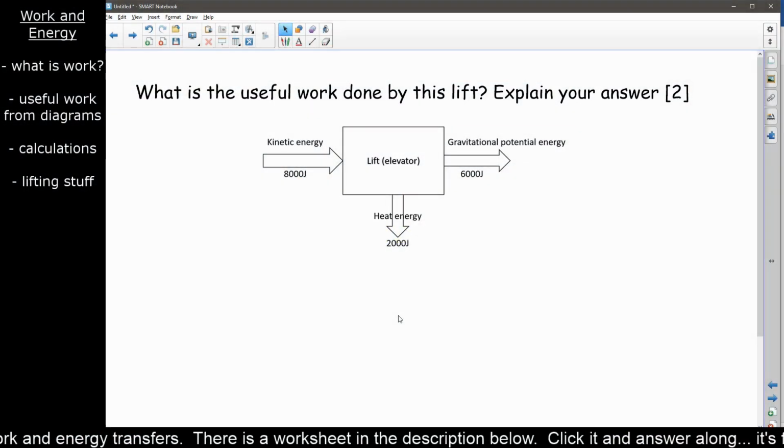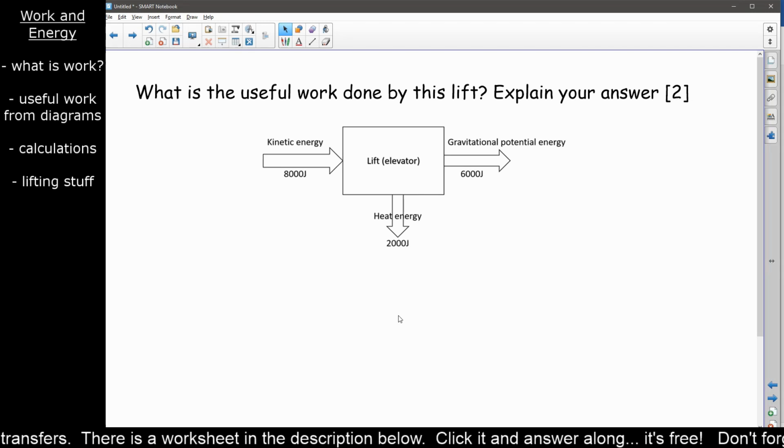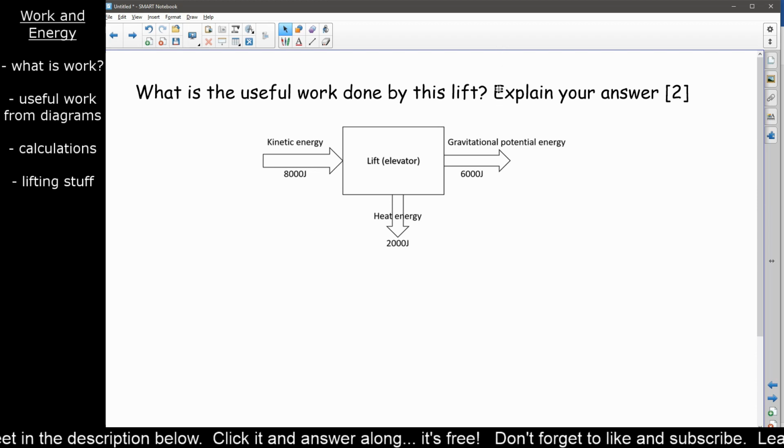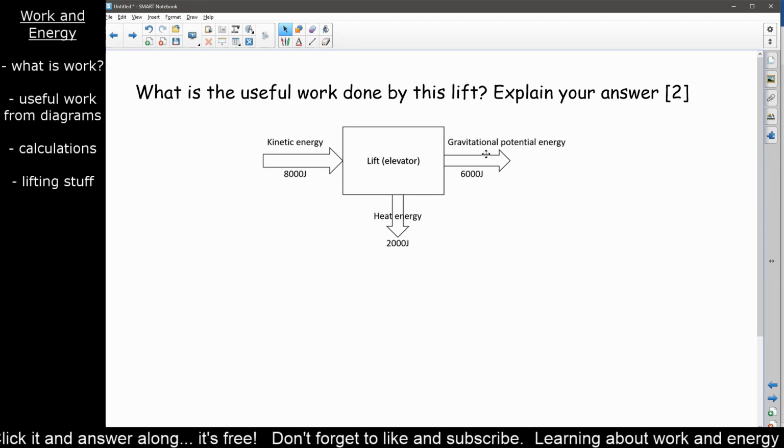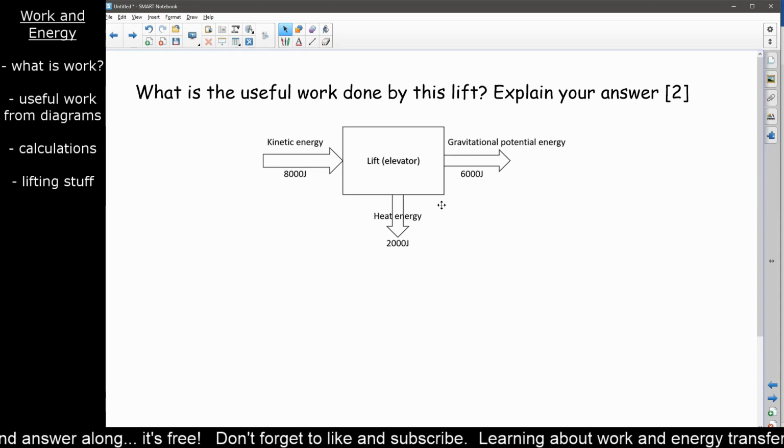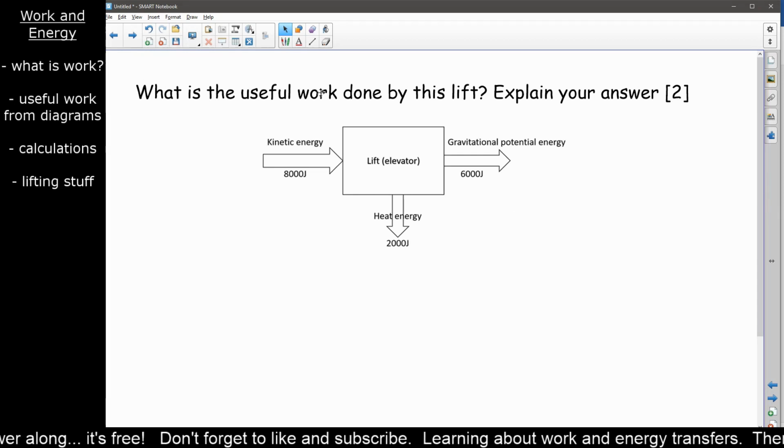Okay everyone, welcome back. So let's get cracking on our question sheet. Question 1, 2 marks available here. What is the useful work done by this lift? And explain your answer. Now we've got an explain your answer section here, so the work done by the lift is probably worth 1 mark, explain your answer is worth another 1. Think about that during the course of your exam, because if the work done is only worth 1 mark, it's probably straightforward. Okay, so what is the useful work done?